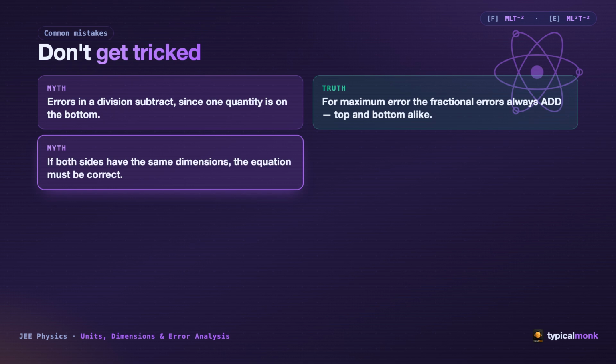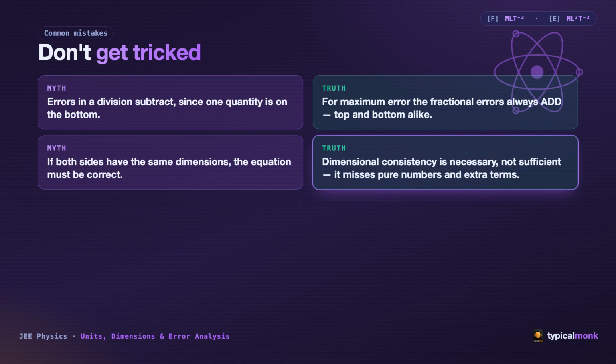Myth 2. If both sides of an equation have the same dimensions, the equation must be correct. The truth: dimensional consistency is necessary but not sufficient. It cannot see a missing pure number, and it cannot catch a wrong extra term that happens to share the dimensions. One myth, one JEE question, do not let it be the one that costs you.